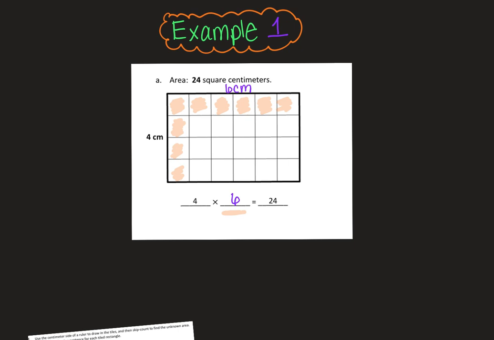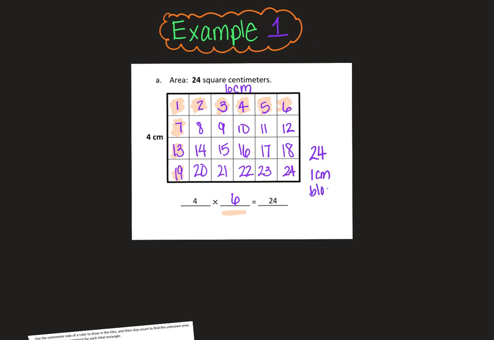Now if we were to count them all together, we would see 1, 2, 3, 4, 5, 6, 7, 8, 9, 10, 11, 12, 13, 14, 15, 16, 17, 18, 19, 20, 21, 22, 23, 24. So there are 24 1-centimeter blocks.